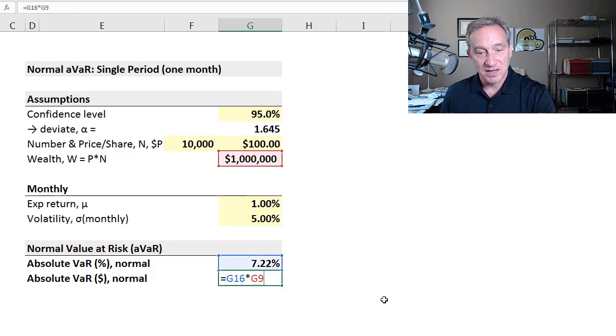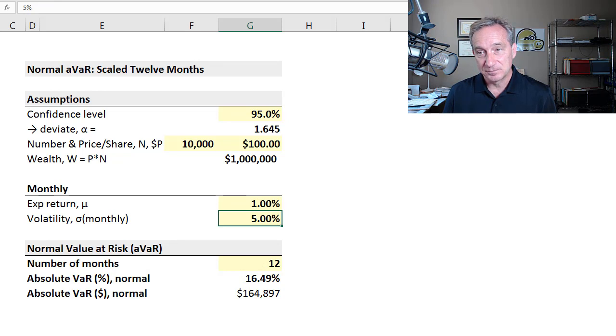If I multiply that by the portfolio value, I'm getting $72,000. That's my absolute value in dollar terms, my worst expected loss with 95% confidence, assuming the arithmetic returns are normally distributed and it is an absolute VaR. Okay, so now let me go to scaling it.